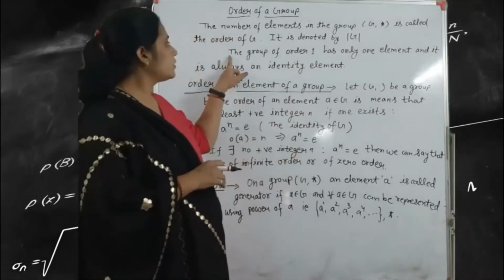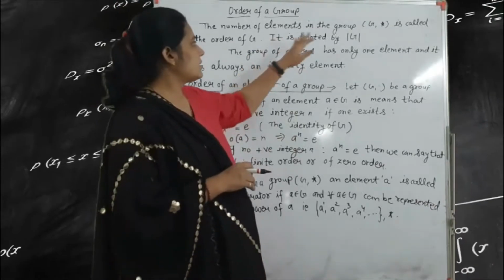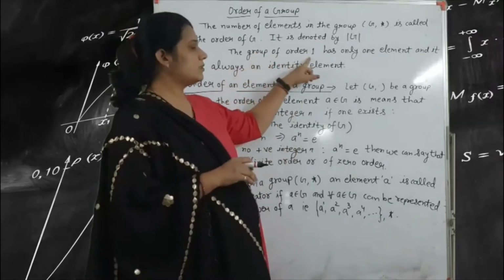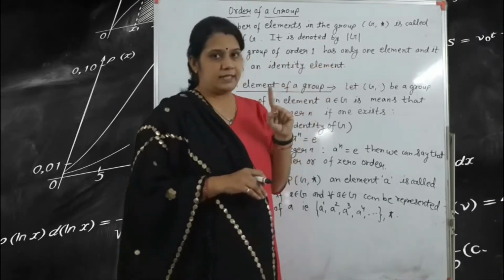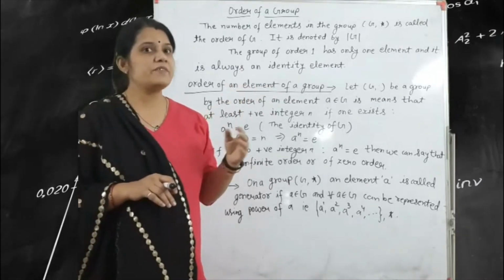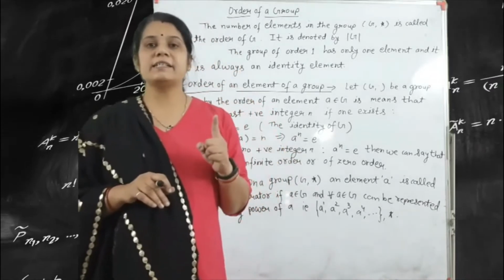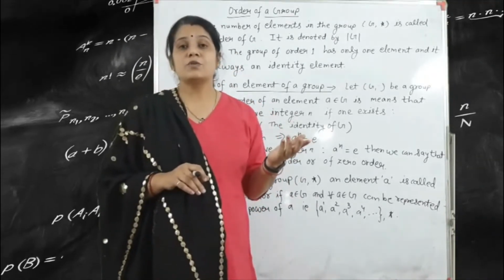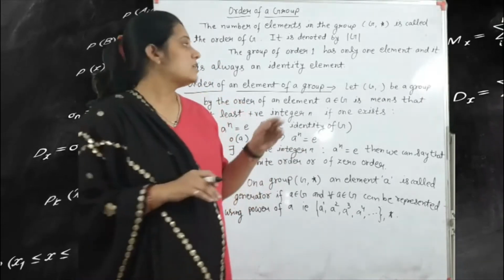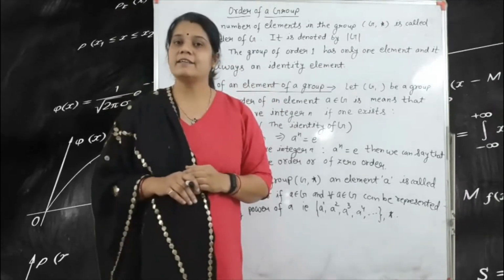Now the group of order 1. For example, we are given that (G, star) is a group. A group of order 1 has only one element, and it is always the identity element. Why do we say this is the identity element? Because only one element is present and this is a group, and in a group we need closure, associative, identity and inverse. So if there is only one element, it is always the identity element.